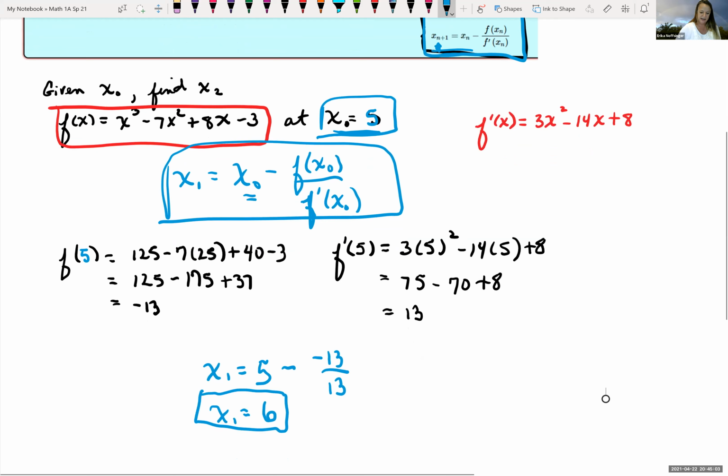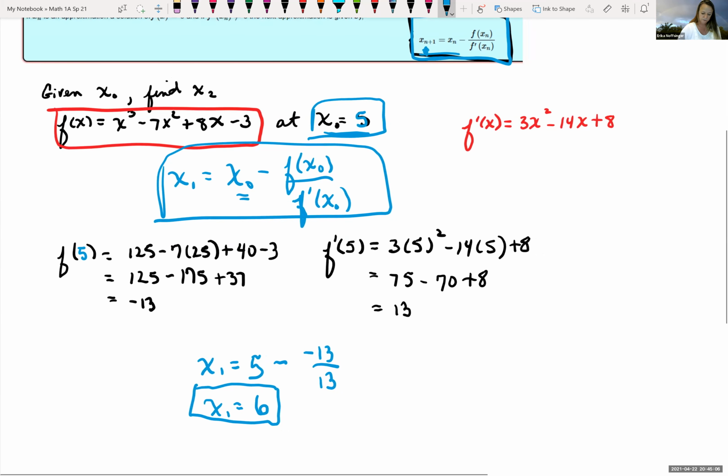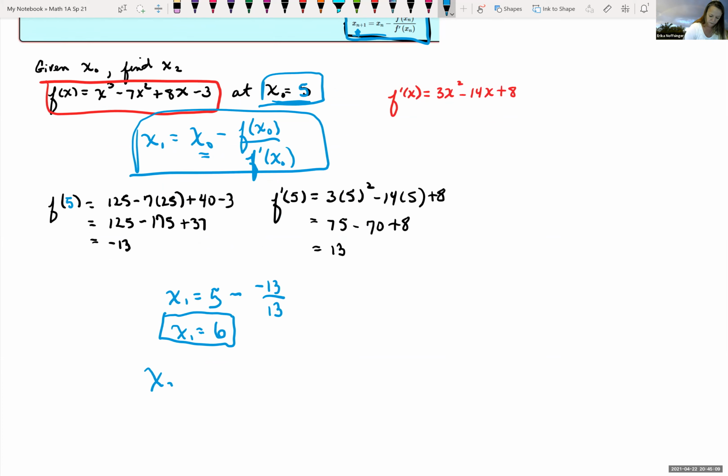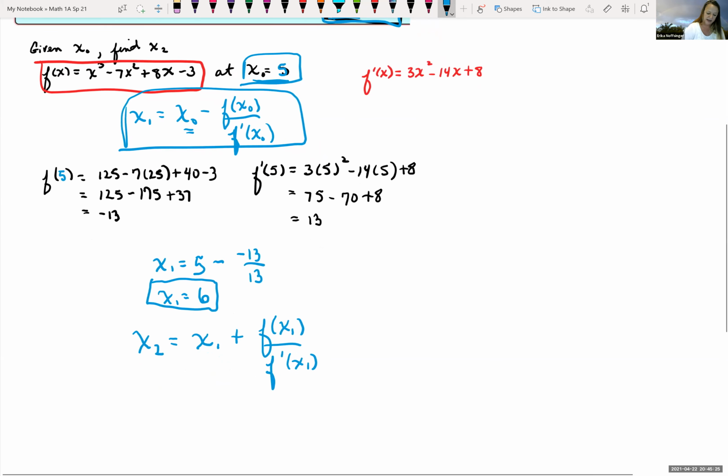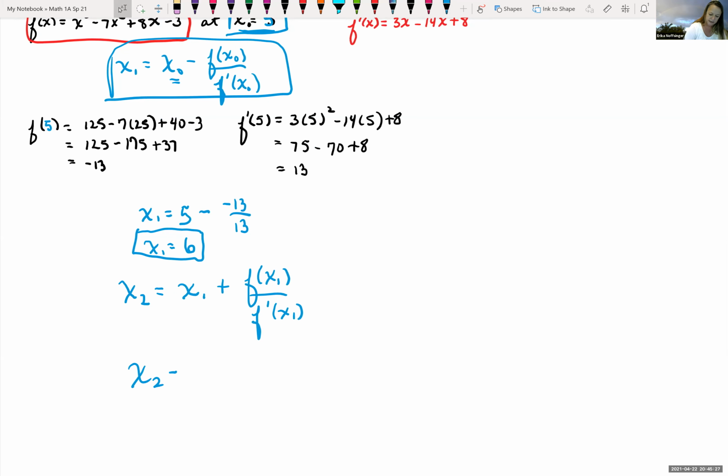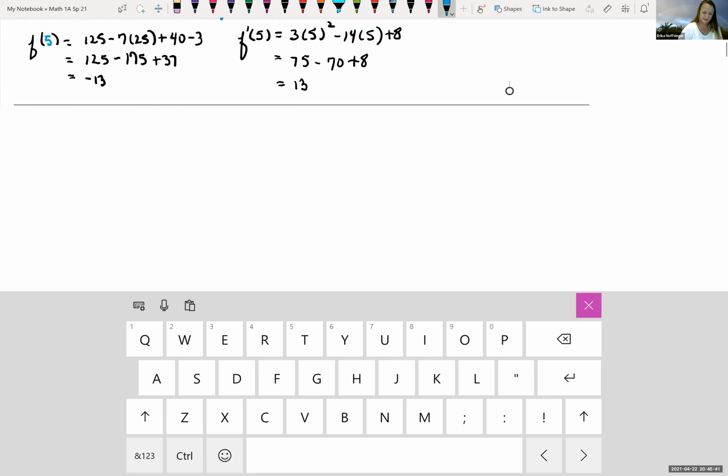This time to find x of 2, this is equal to x of 1 plus f of x of 1 all over f prime of x of 1. So in our case, x of 2 is going to be 6 plus, we have to go in and evaluate f of 6 and f prime. So let's look at f of 6.